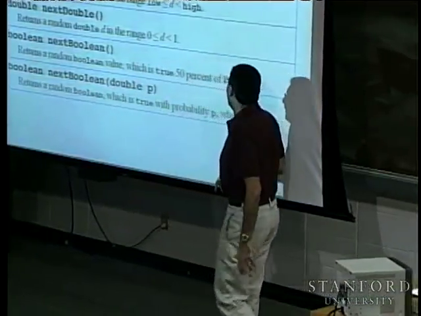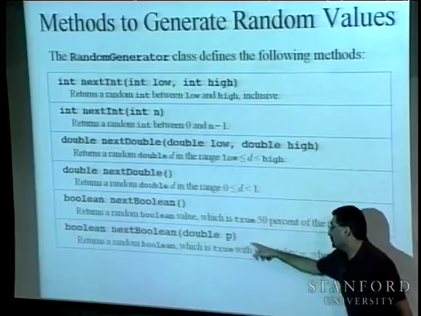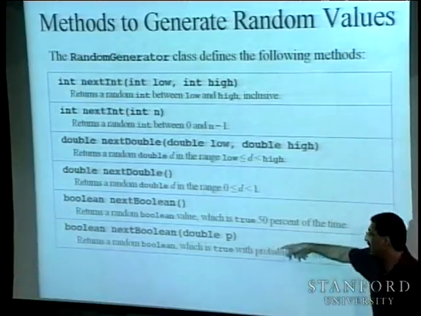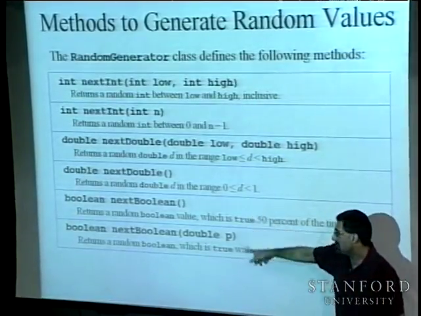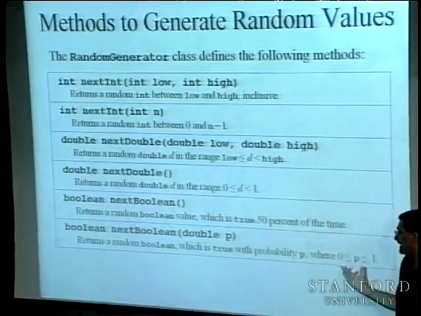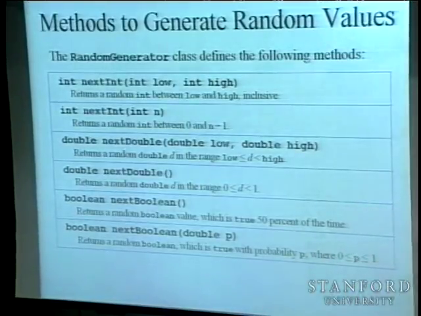With nextBoolean, you can give it a double, and what it says is it will return true with probability p. So if you set p to be 0.5, it's the same thing as the case up here, but you can set it to be different if you want. p has to be between 0 and 1 because it's a probability.